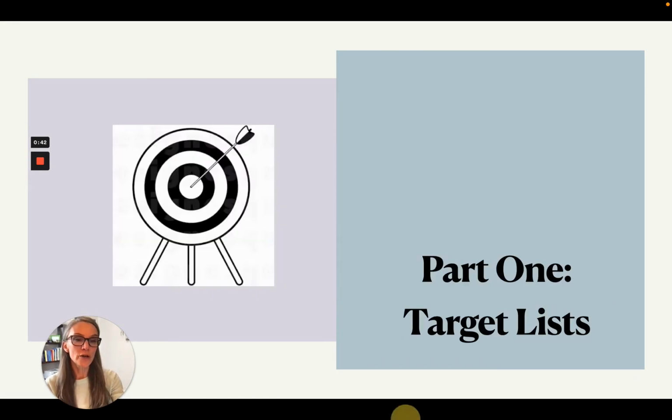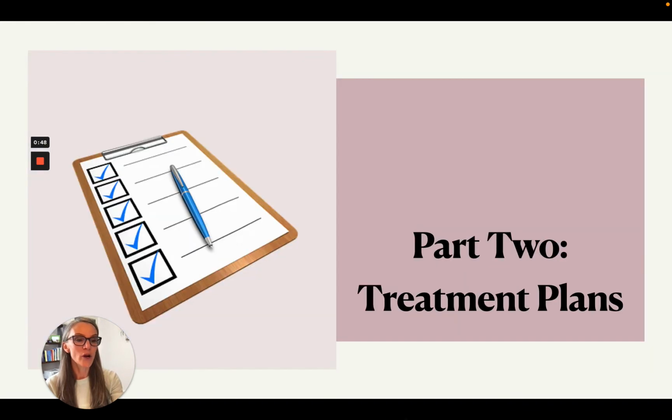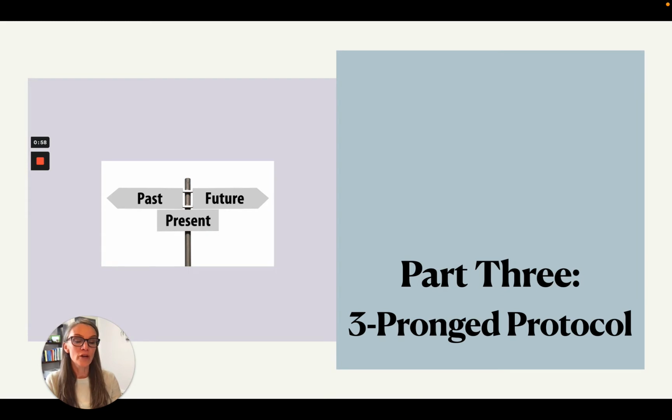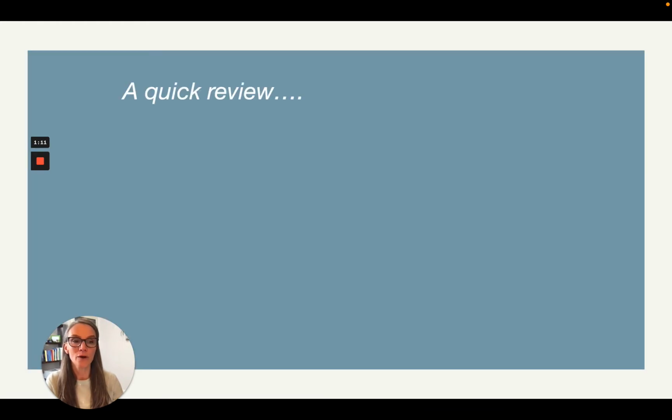So the first part of this series looked at the nuts and bolts of how to create symptom-informed target lists. In part two, we examined key points in designing a treatment plan that best meets the needs of our clients. And now in part three, we're going to discuss Shapiro's three-pronged protocol and how to process past, present, and future memories within a single target list. So let's first take a quick review of what we've done before.